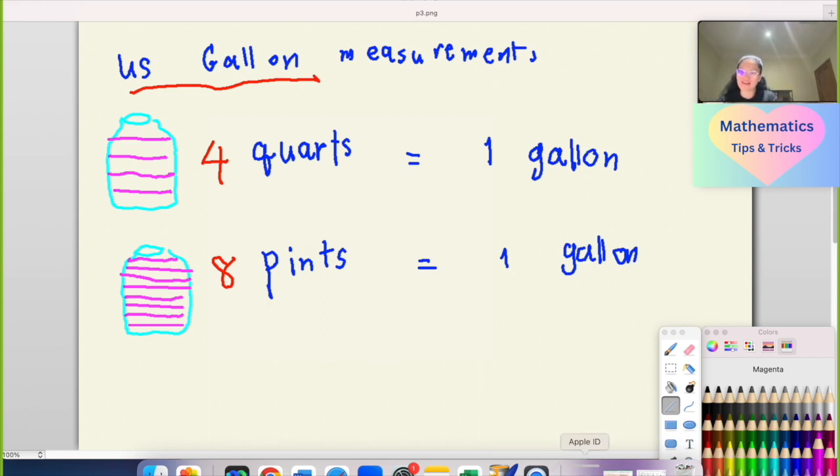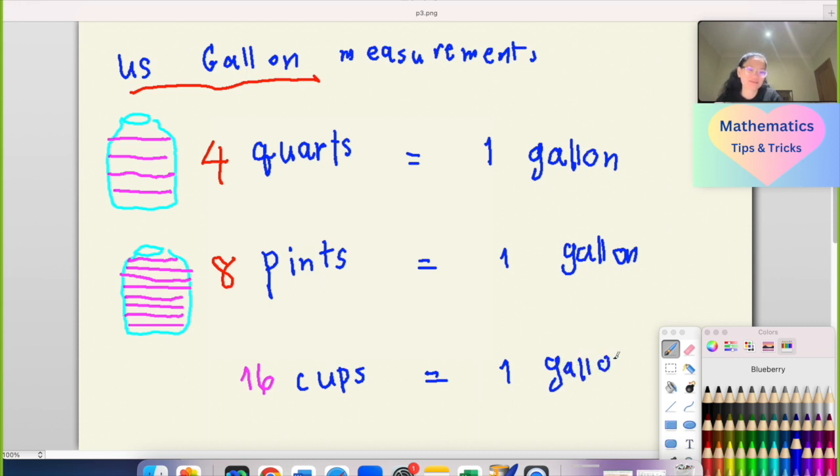Cups. Let's see if you are able to remember cups or not. Cups? 16. Very good. 16 cups equal 1 gallon. Are you writing with me as well? Can I see please? Do I need to draw the bottle? Up to you. So that means the little small cup way.